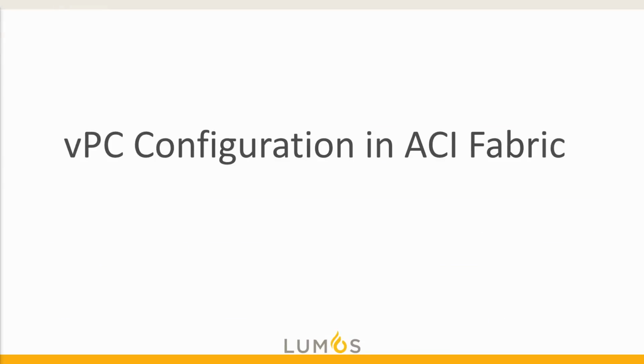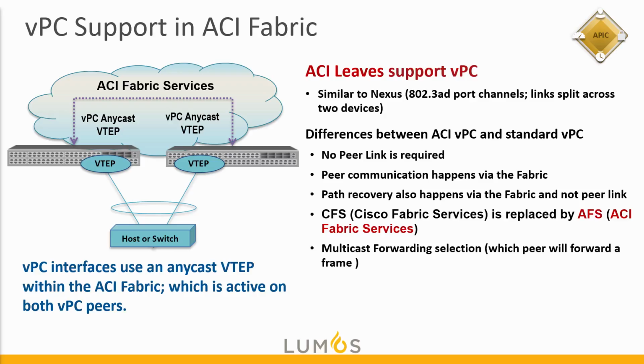Now there are some exceptions and things to take into consideration with VPC configuration in ACI Fabric. So let's take a look at those to wrap things up. So there is VPC support in ACI Fabric. There is no, as I mentioned, no dual 10 gig port channel used for the VPC peer link. So the peer keepalive is done through the ACI Fabric, and really there is no peer link.